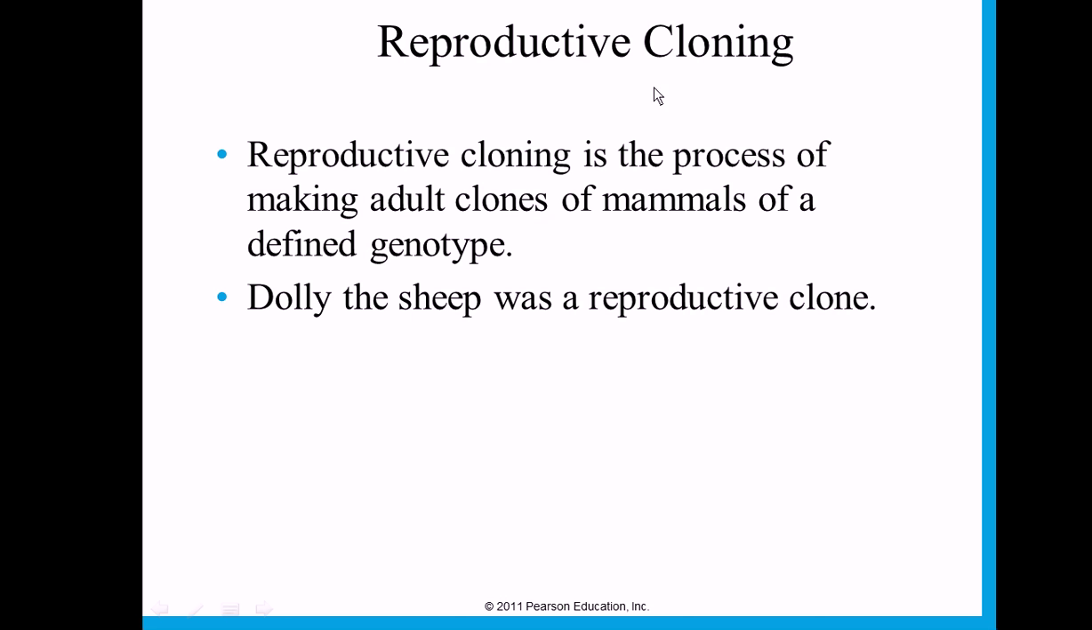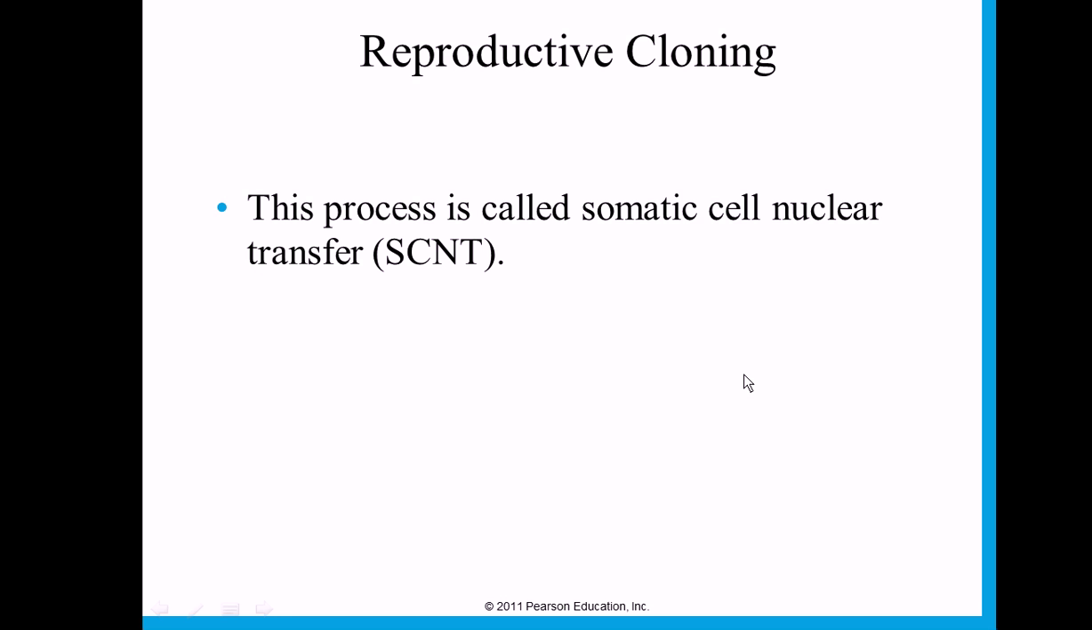For cloning animals, this technique is called reproductive cloning. Reproductive cloning is the process of making adult clones of mammals of a defined genotype. Dolly the sheep was a reproductive clone. And how was Dolly the sheep cloned? By a process called somatic cell nuclear transfer. I'm going to discuss this process. In reproductive cloning, animals are cloned by a technique called somatic cell nuclear transfer.